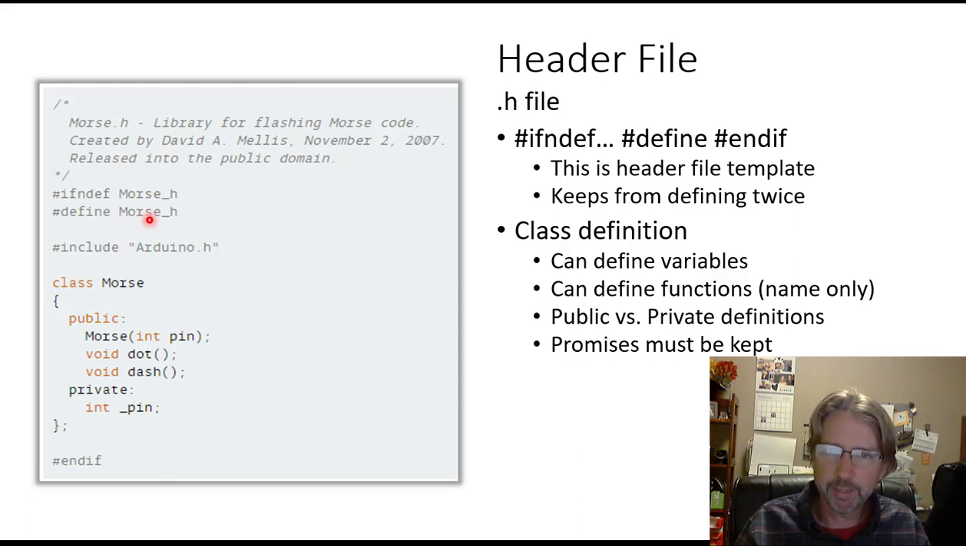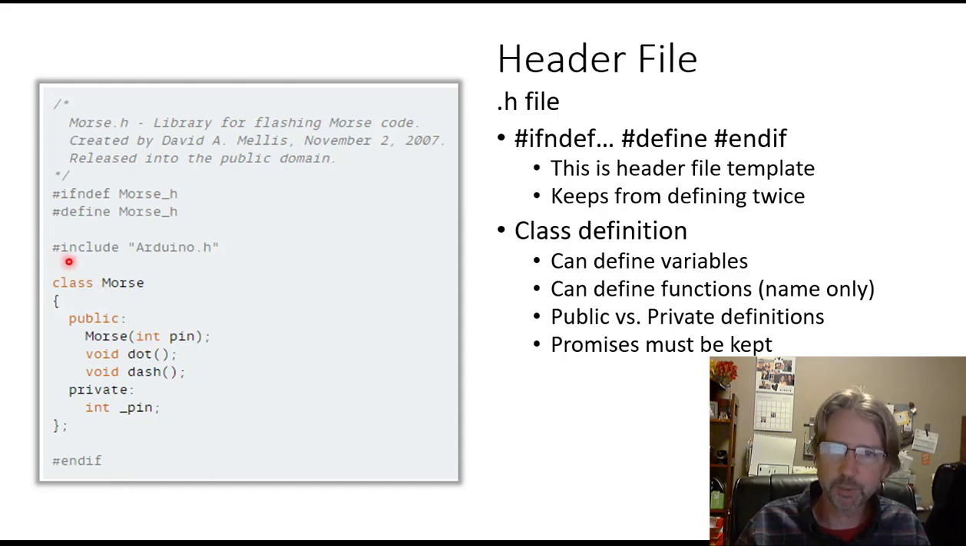If it's already been defined, then it skips this, but if it's not defined, then it defines all of this. The next time you #include it, it'll say if not defined Morse.h, and it'll look and say, oh, it is defined, I can skip this, I already did it. So it's just something we always wrap our header files with, these little preprocessor instructions.